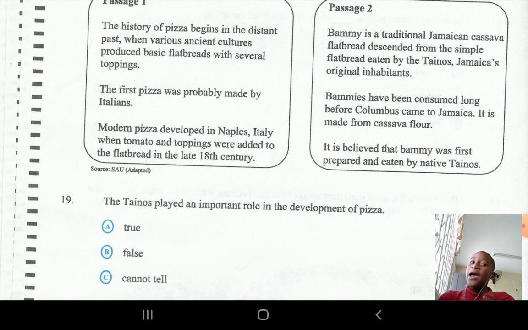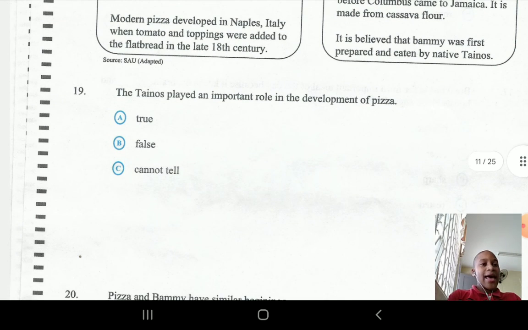Inference and PEP, they don't really mesh a lot. So that's why I say C, cannot tell. It could be false, but it didn't say. The passage didn't say anything about that, and the passage didn't give us this information. So I would say cannot tell.